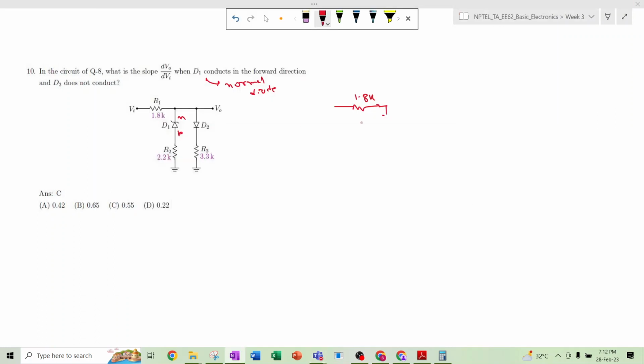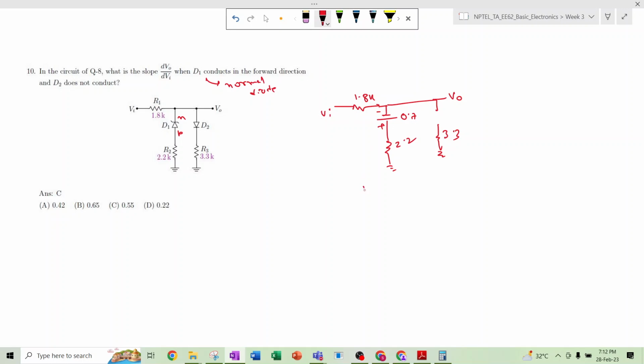Yeah, so it is the P terminal, and here it will be the N terminal. So this is positive, this is negative, this is 0.7 volt, this is plus, this is minus, this is 2.2, and this side it is open, right? It is 3.3. So now this will be VO, this will be VI. Okay.